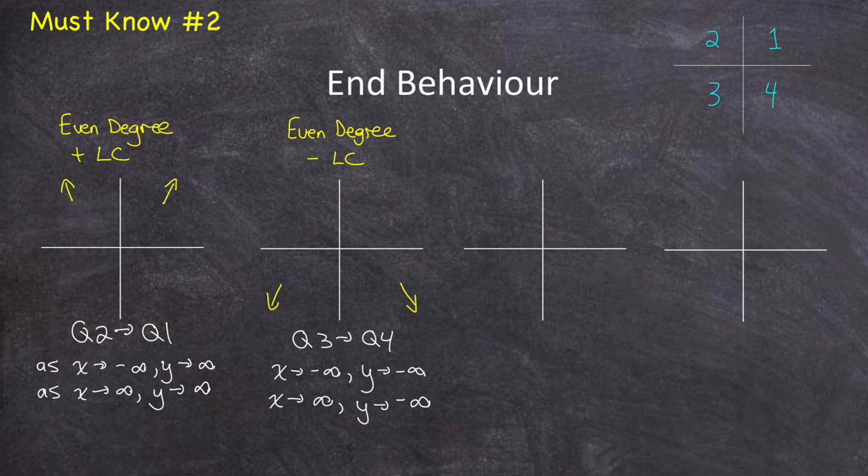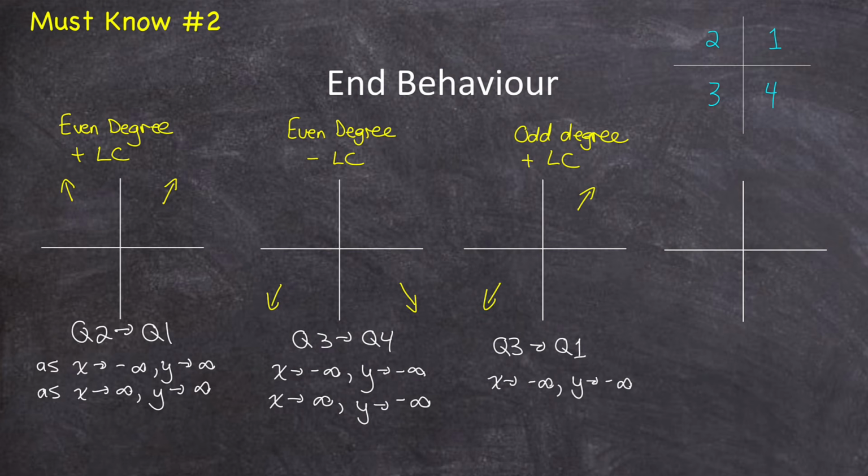But what happens if we have an odd degree polynomial function? Let's start with an odd degree and a positive leading coefficient. If we have that, the function is going to start down in quadrant 3 and finish up in quadrant 1. So as x goes to negative infinity, as we look at the function's behavior, as we move to the left, the function is going down to negative infinity. But as the function moves to the right, we notice that it starts going up towards positive infinity.